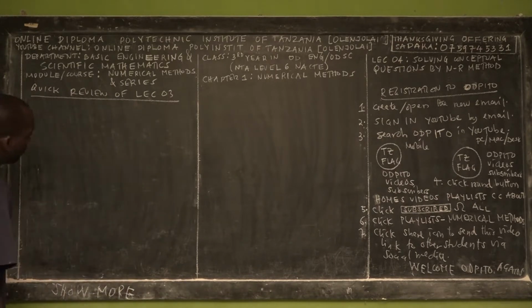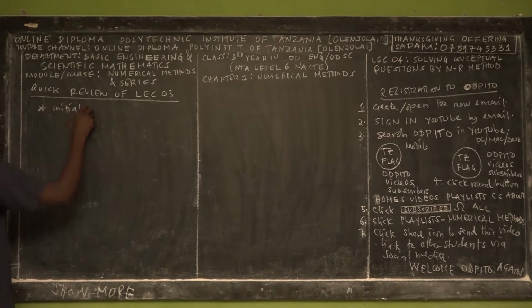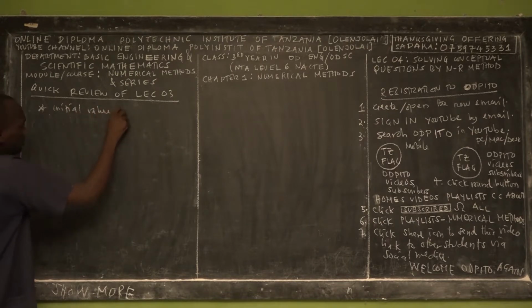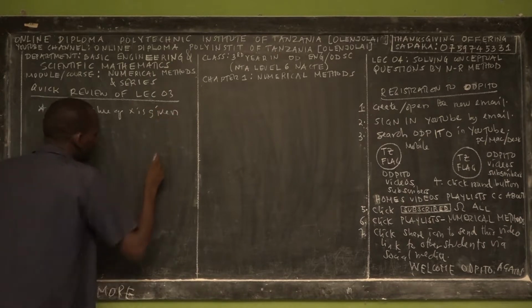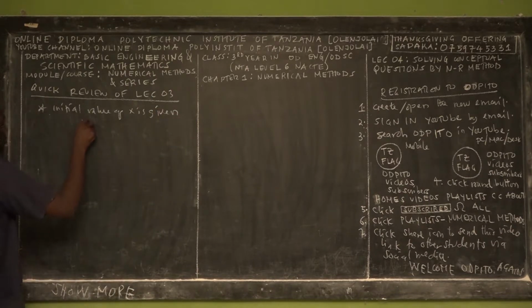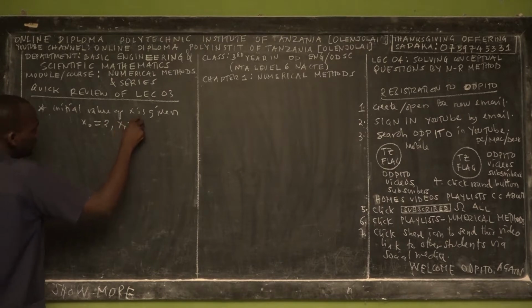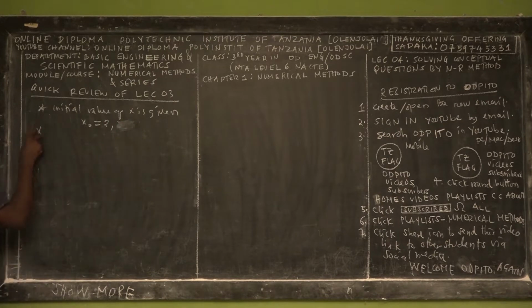In that problem solving, remember that basically we should be given an initial value for all the problems. Initial value of what? Of x is given. This initial value in most cases is x equal to something, so x is equal to, let's say, 2, or x naught is equal to, in most cases, 2.